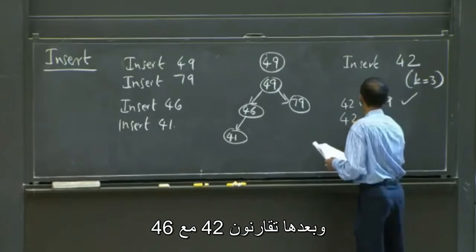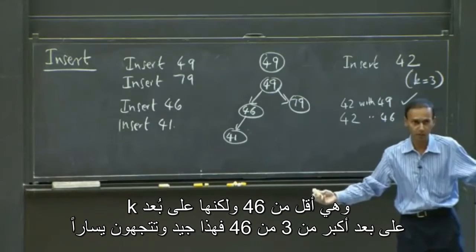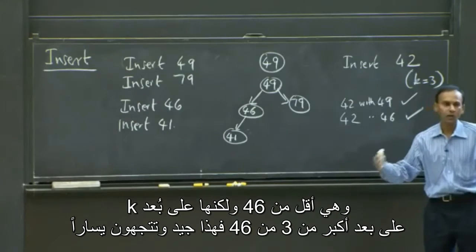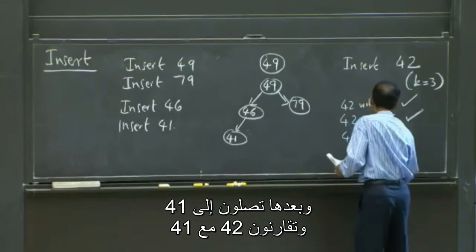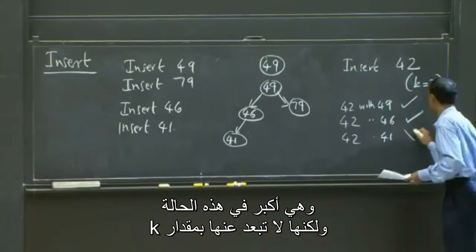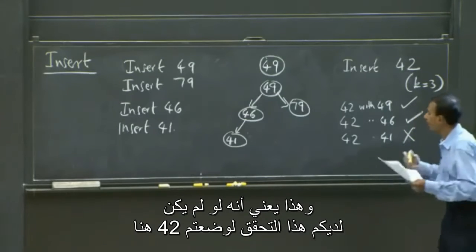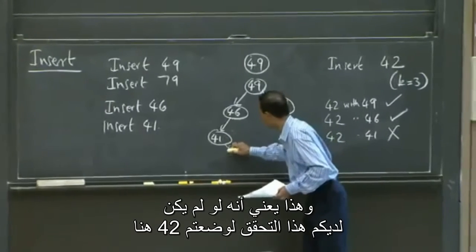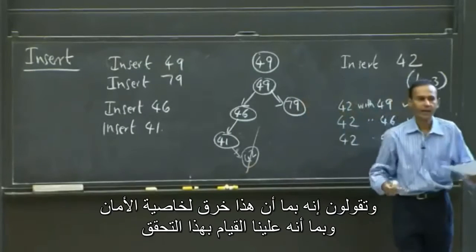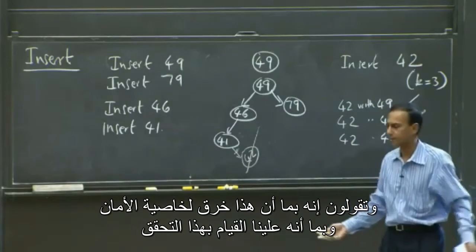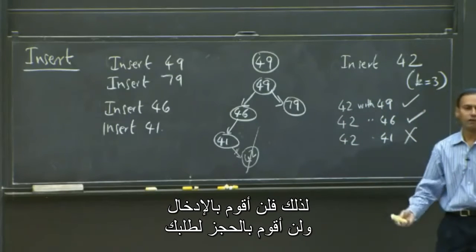And then you compare 42 with 46. And again, it's less than 46, but it's more than 3 away from 46. So that's cool. And you go left. And then you get to 41, and you compare 42 with 41. In this case, it's greater, but it's not k more than it. And so that means that if you didn't have the check, you would be putting 42 in here. But because you have the check, you fail, and you say, look, this violates the safety property, violates the check I need to do, and therefore I'm not going to reserve a request for you.